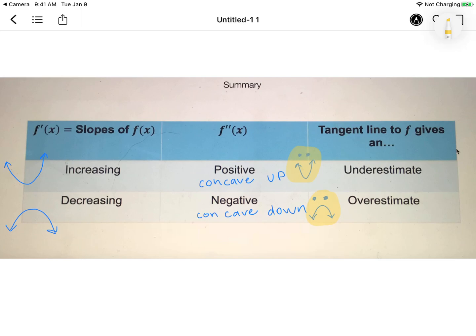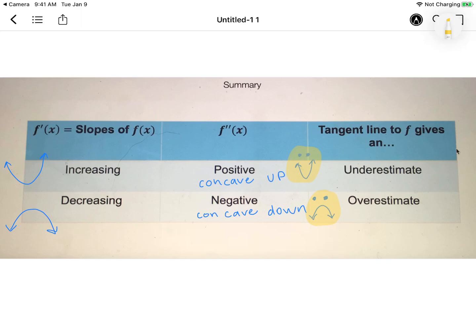Hi, calculus students. So I just wanted to give you some more examples to help you know when an estimate that you form from the tangent line is an underestimate or if it's an overestimate. So the way to determine an overestimate or an underestimate is to look at the second derivative.